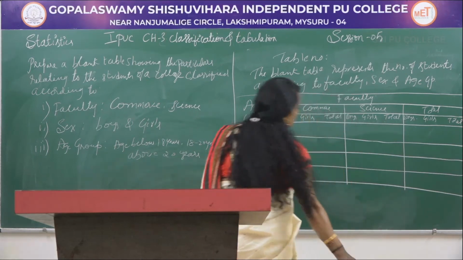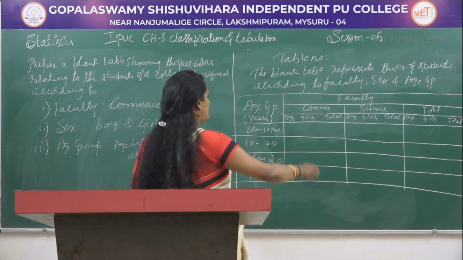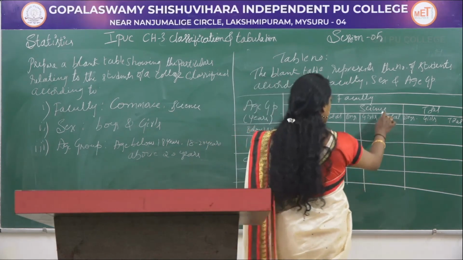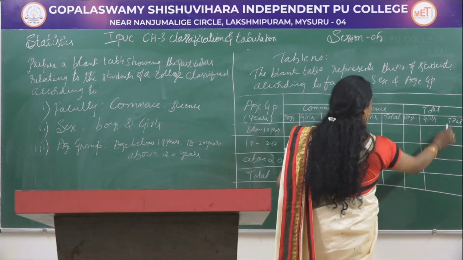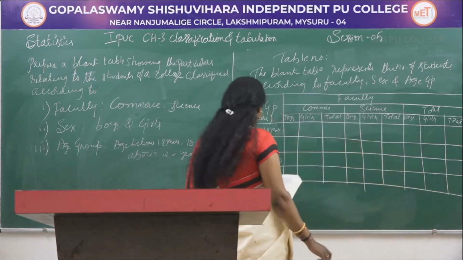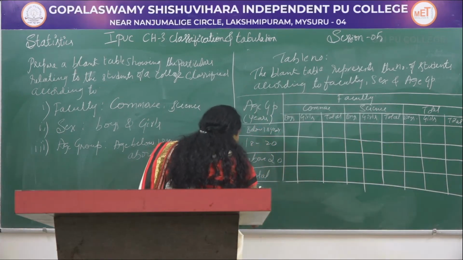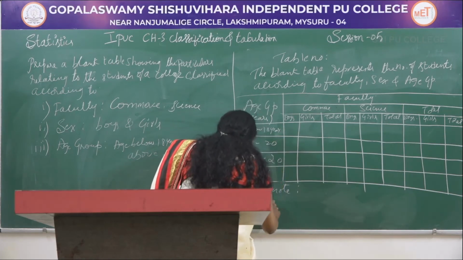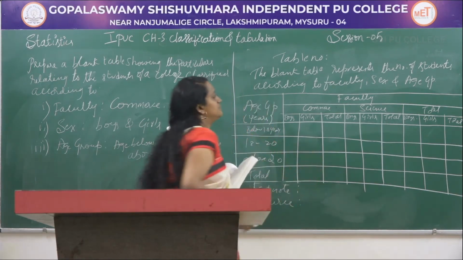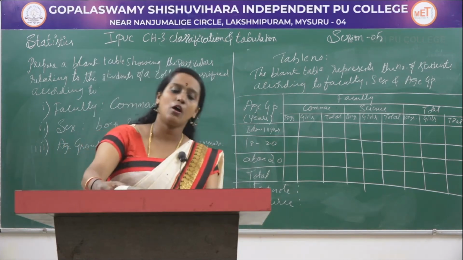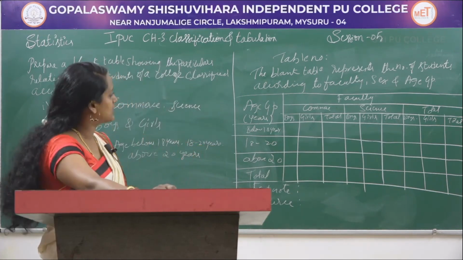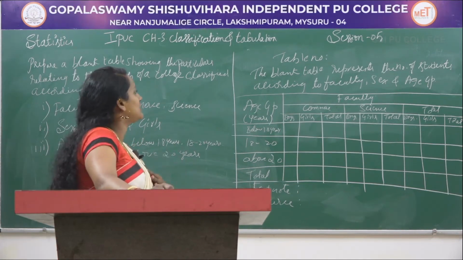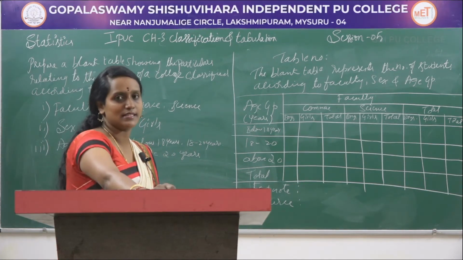Next, for boys, girls, under all the faculty we have boys, girls and a grand total. At last we have to write the footnote. Next, source. This is how we will draft a blank table for the given classification, college classification.